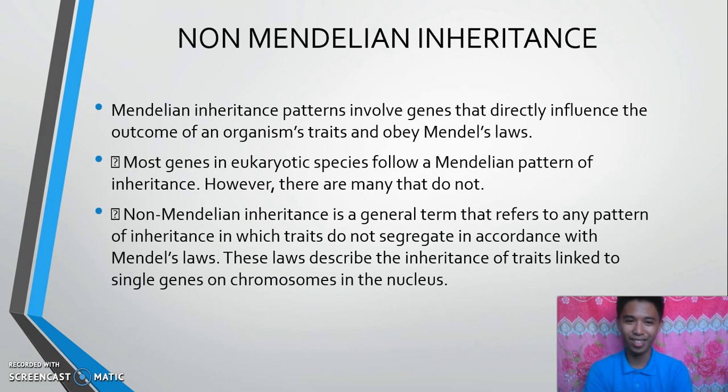Non-Mendelian inheritance. Mendelian inheritance patterns involve genes that directly influence the outcome of an organism and obey Mendel's law. Most genes in eukaryotic species follow Mendelian patterns of inheritance. However, there are many that do not. Non-Mendelian inheritance is a general term that refers to a pattern of inheritance in which traits do not segregate in accordance with Mendel's law. This law describes the inheritance of traits linked to single genes on chromosomes in the nucleus.